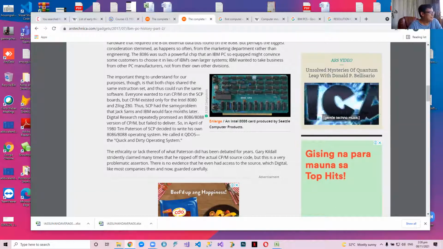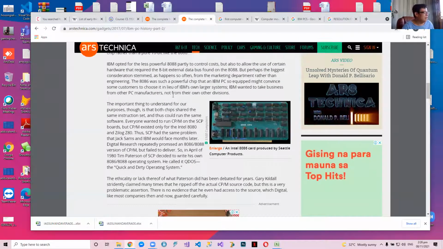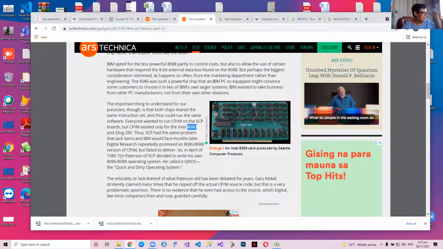The Apple computers run on an operating system called CP/M. What does CP/M stand for? I forgot this already. That's the name of our operating system on a disk. The CP/M is the operating system which runs on the 8080 and the 8088.